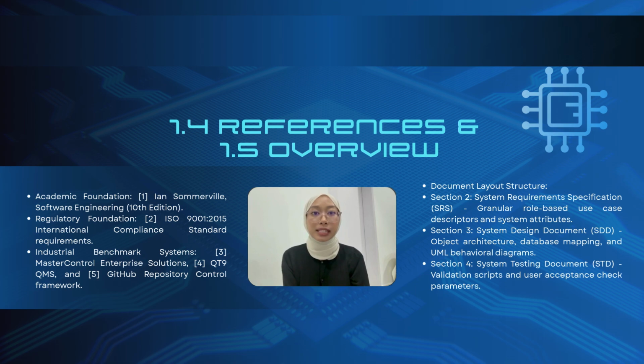This system documentation is structured into three main operational phases. Section 2 outlines our functional requirements. Section 3 maps out our architectural and database design blueprints. And Section 4 establishes our formal software testing documentation.